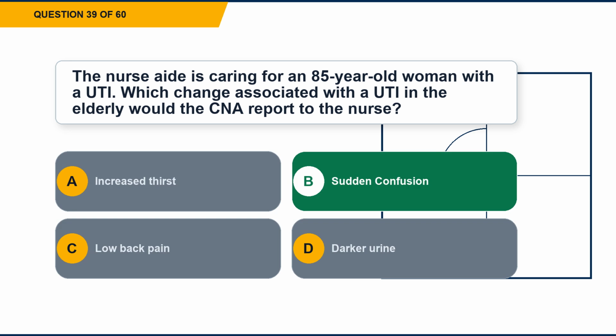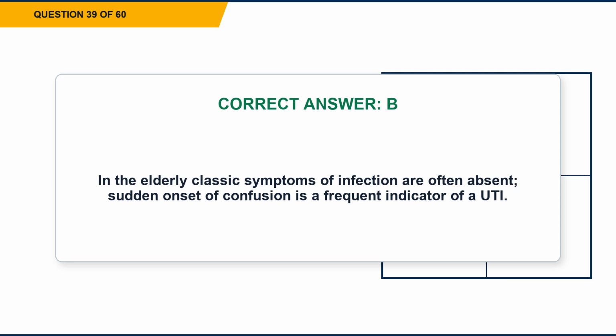Sudden confusion. Explanation. In the elderly, classic symptoms of infection are often absent. Sudden onset of confusion is a frequent indicator of a UTI.